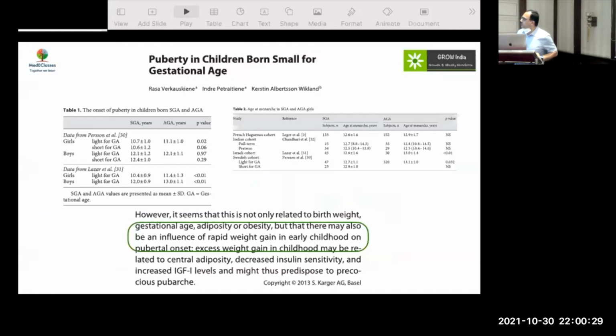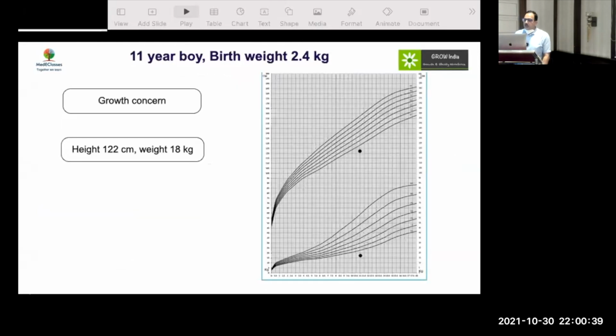And this is what has been shown, that typically these children will be tall to begin with, or even short, and their puberty happens early, so their bones will fuse quickly. So this is an important consideration to worry about.